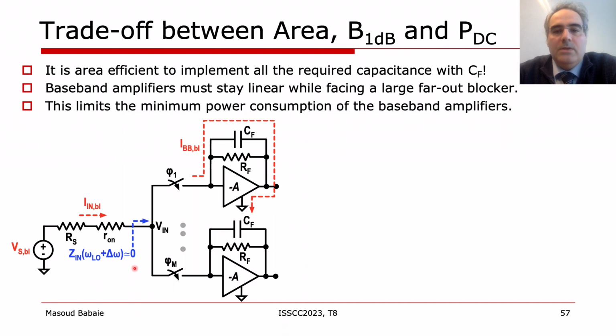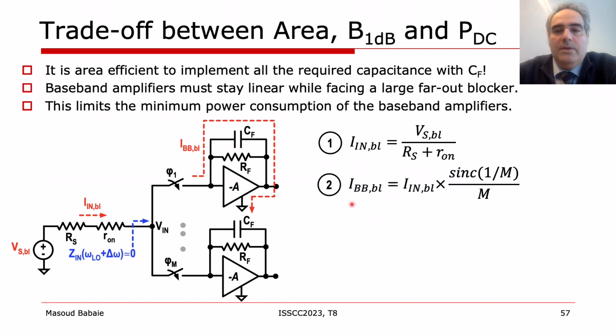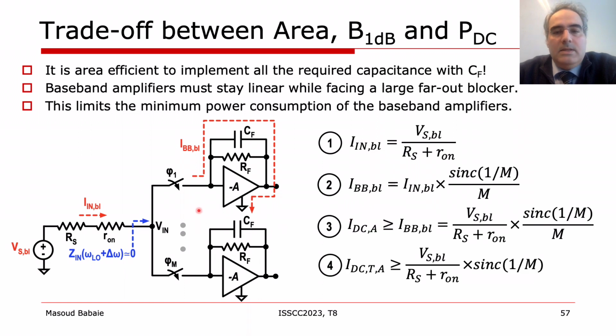The input impedance of the receiver is almost zero at far-out frequencies due to the Miller effect of the Cf capacitor. Hence, the input current is equal to the voltage of the blocker divided by the sum of Rs and Ron. The RF current is then converted to the baseband with the mixing gain. Since there is no Cin in this receiver, the baseband AC current flows into Cf due to its lower impedance at far-out frequencies and eventually goes to ground or VDD through the transimpedance amplifier.